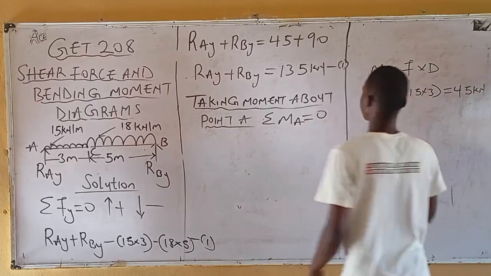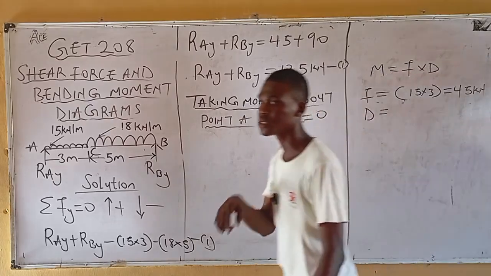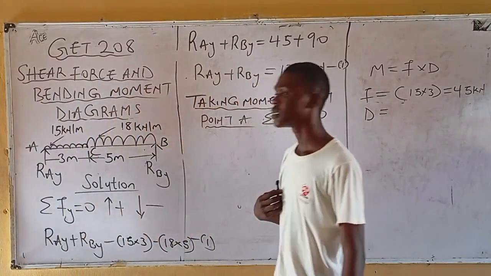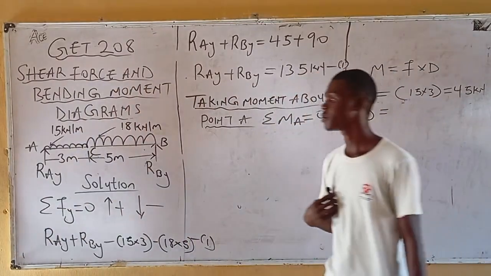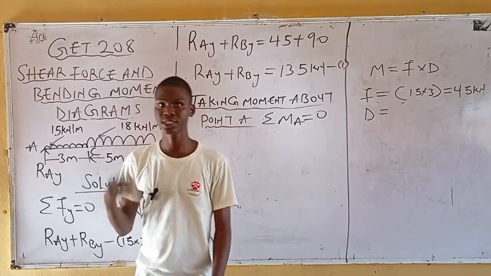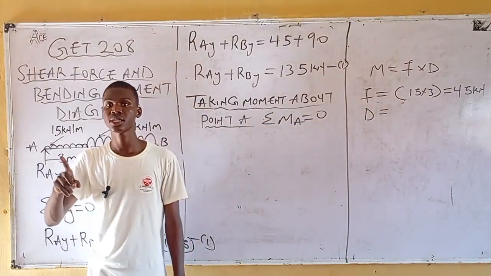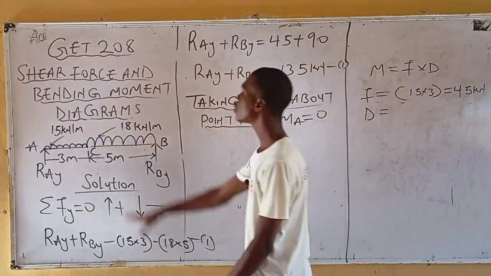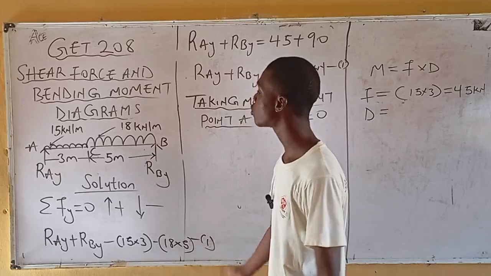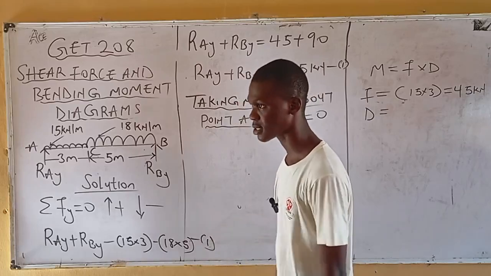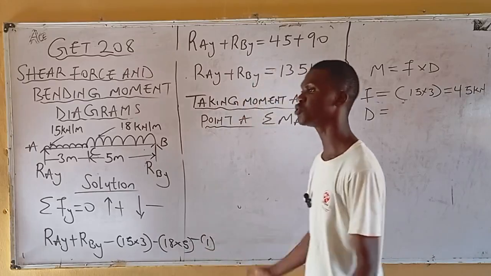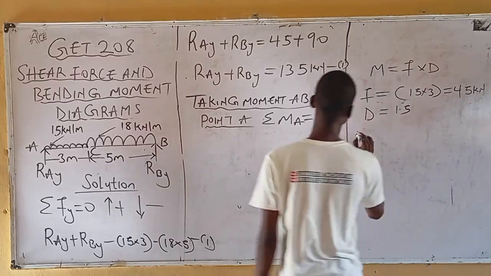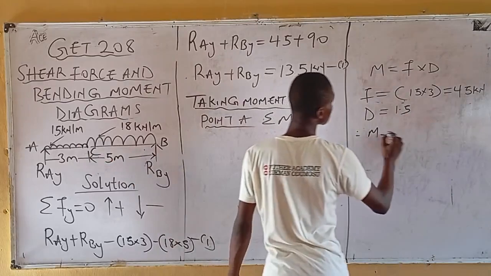Now the distance, what is the distance? The distance of a U.D.L is equal to the centroid. That's 1.5. If you were in the last class, you know what we are saying. The distance of a U.D.L is the centroid, which is half of the distance. Looking at this, what I'm saying is 3. But 3 is not the actual distance. The actual distance is 3 over 2, which is 1.5. So the distance here is 1.5.